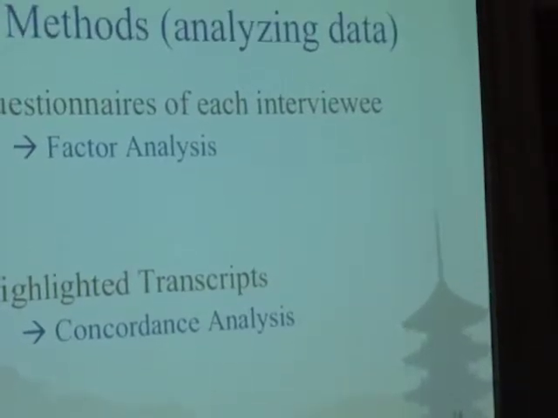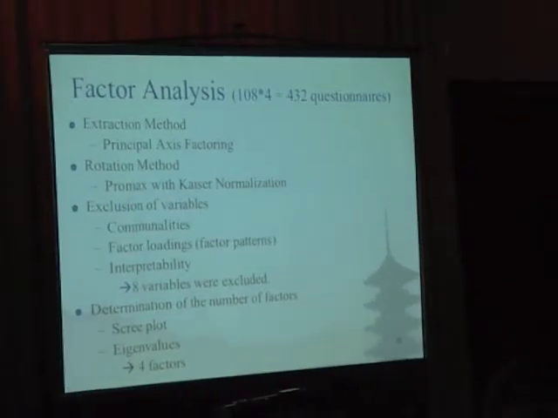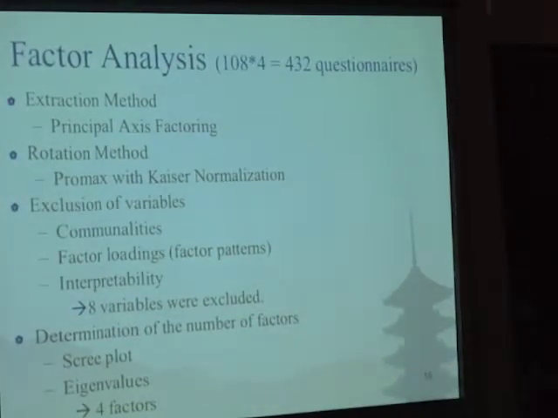The questionnaires were analyzed by factor analysis, and the highlighted transcripts were analyzed by means of concordance analysis. Now, I'd like to move on to the results of factor analysis. The factor analysis of this study adopted principal axis factoring and Promax rotation with Kaiser normalization, which is appropriate when the resulting factors are correlated with one another. 8 variables were excluded based on communalities, factor loadings, and interpretability. And finally, 4 factors were extracted based on scree plot and eigenvalues.